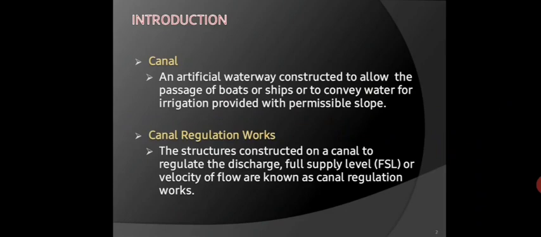Now, regulation works. Canal regulation works are those structures constructed on a canal to regulate the discharge, full supply level, or velocity of flow. In a canal, water flows by gravity by providing bed slope. So to regulate the flow, the level and the velocity, some hydraulic structures are constructed, and the structures which regulate these three things of flow are known as canal regulation works.